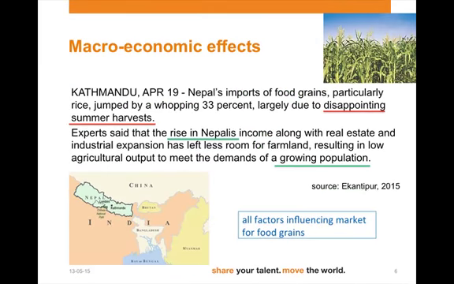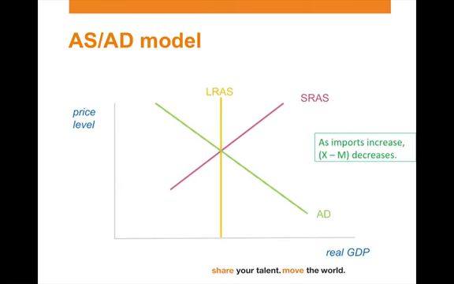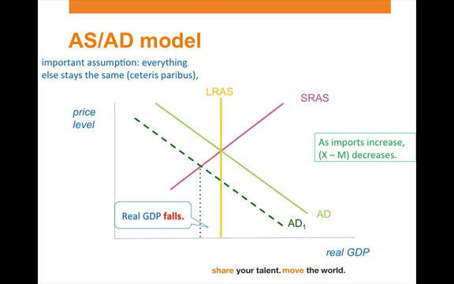What does this mean on a macroeconomic level? As imports increase, X minus M decreases. That means the aggregate demand curve shifts to the left and causes real GDP to fall. We have to take notice here that in economics we assume that everything else stays the same, ceteris paribus. That's an important assumption because in the meantime a lot of things are changing.